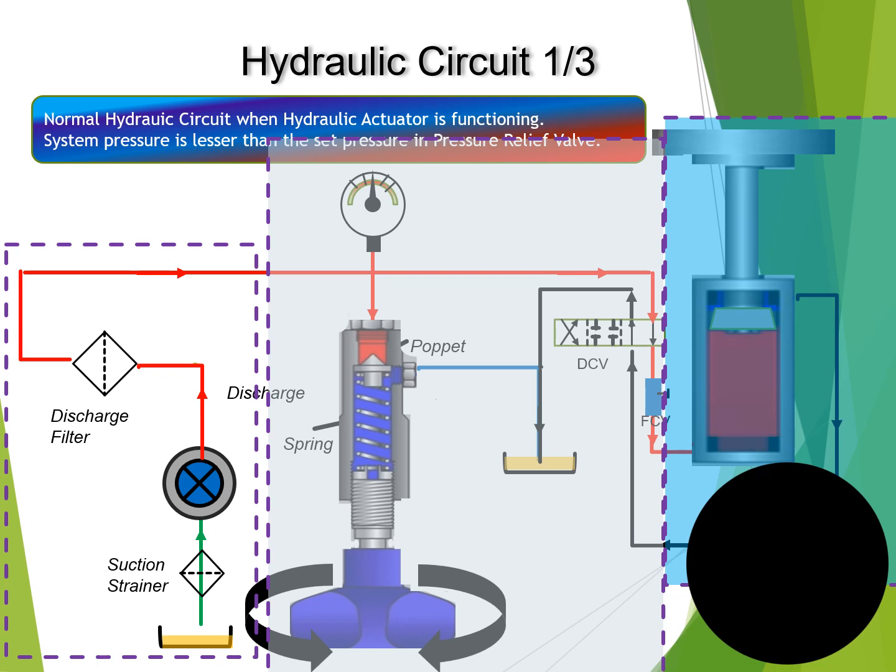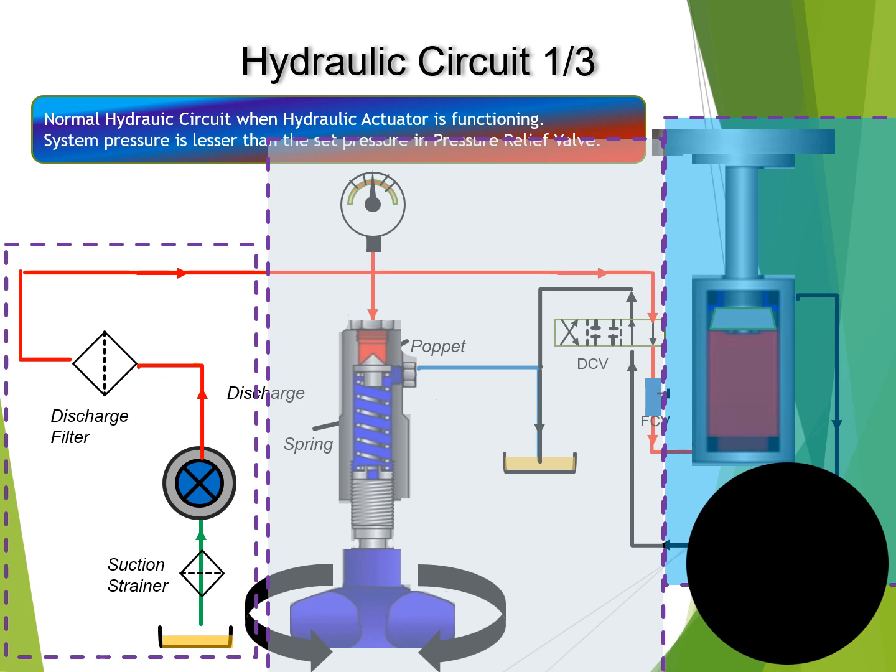Let us understand a basic hydraulic circuit. Here the hydraulic actuator is functioning. That means the system pressure is less than the set pressure in the pressure relief valve. That means if the set pressure in the pressure relief valve is P, then the system pressure is P minus.